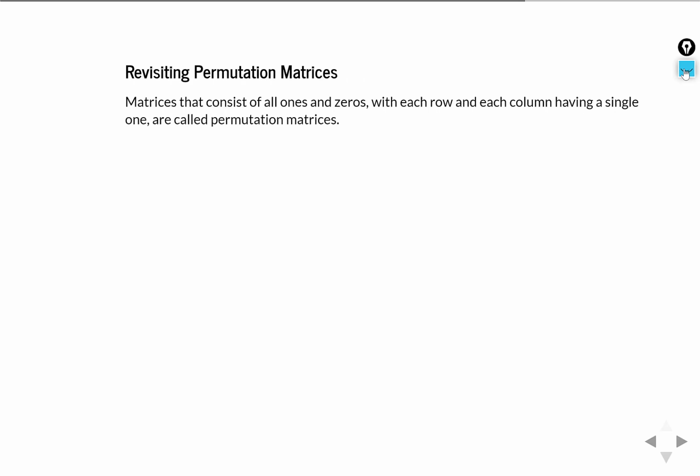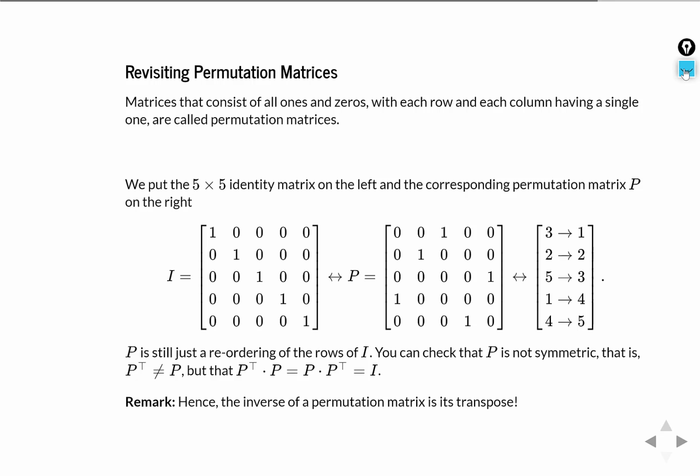Recall that matrices that consist of all ones and zeros, with each row and each column having a single one, are called permutation matrices. So to create a permutation matrix, we grab the identity matrix and rearrange the rows. So here I have a 5 by 5 identity matrix, and we rearrange rows the way we see here.